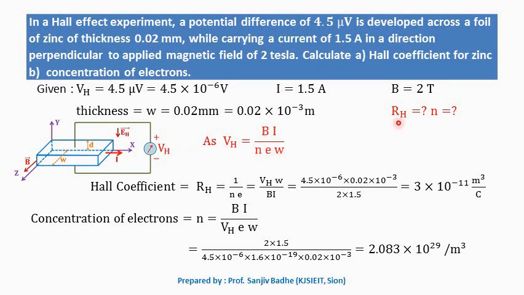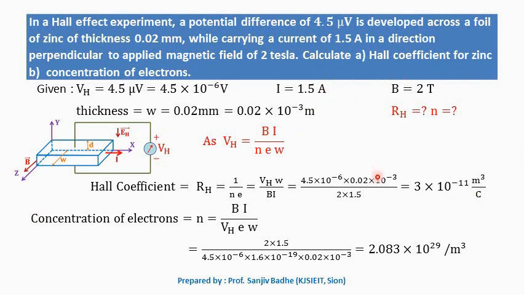In this problem we are asked to find RH, the Hall coefficient, and the concentration of electrons. So RH is equal to 1 upon Ne. From the relation for VH, we can write 1 upon Ne equal to VHW upon BI, where W and BI are taken to the other side. So RH, that is 1 upon Ne, is equal to VHW upon BI. VH is given to us, W is given, B is given, and I is also given. Using all these values, RH can be calculated as 3 into 10 raised to minus 11 meter cube per coulomb.